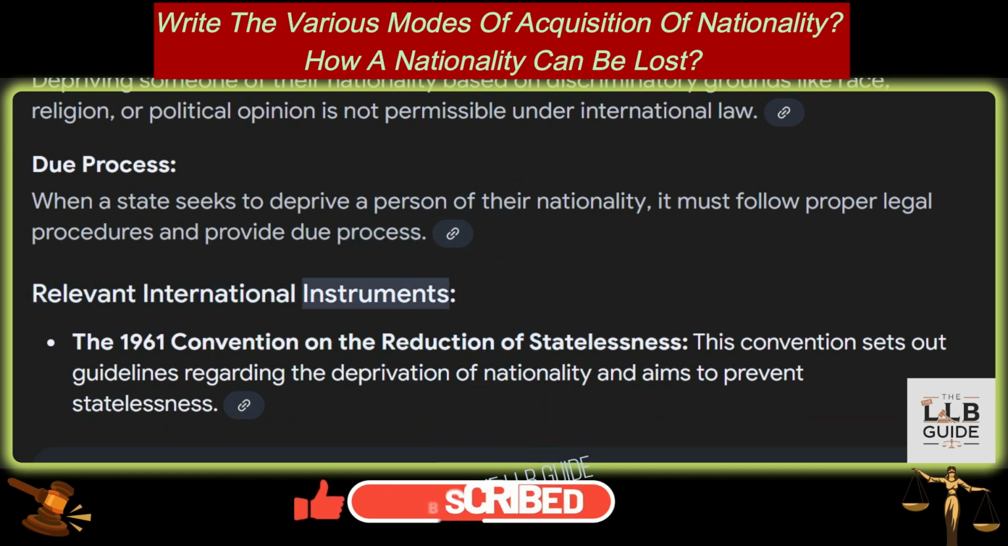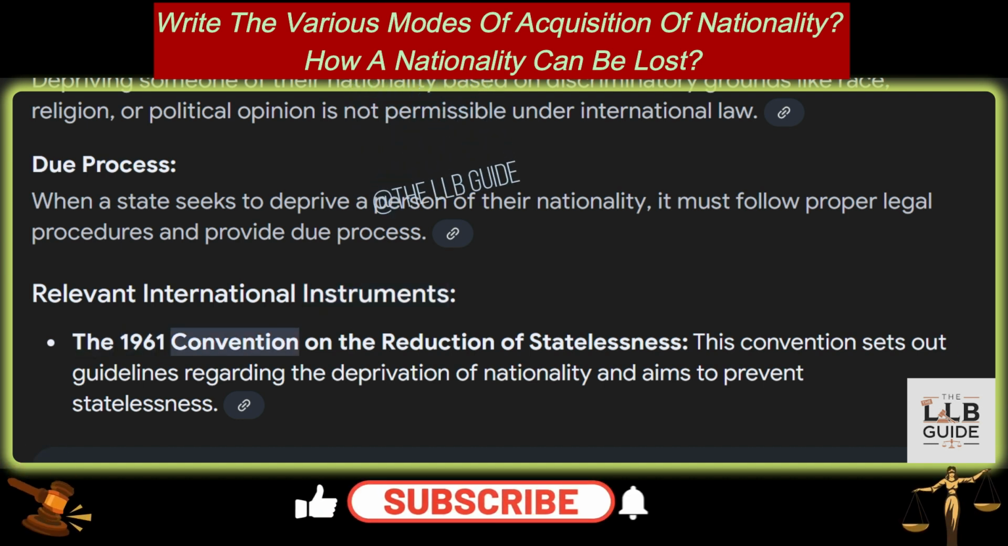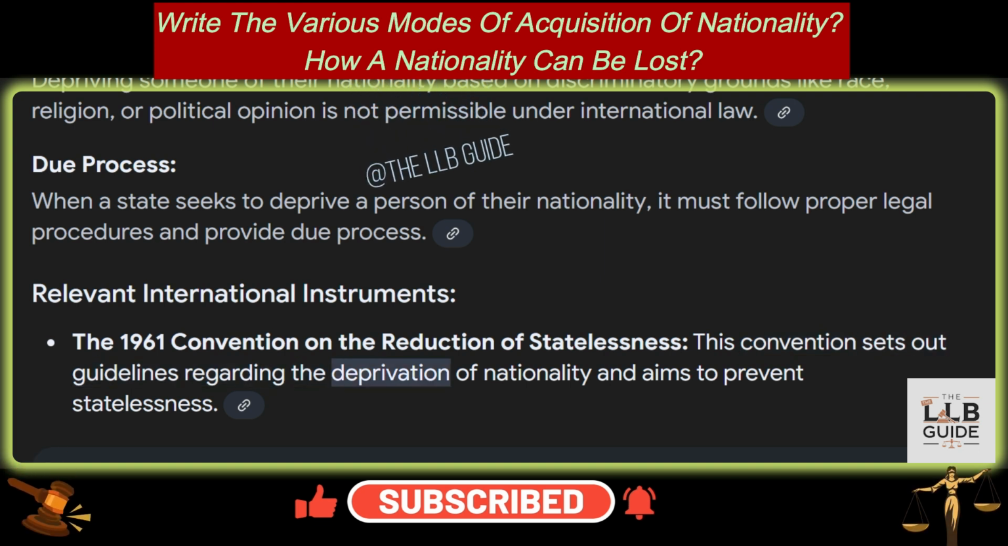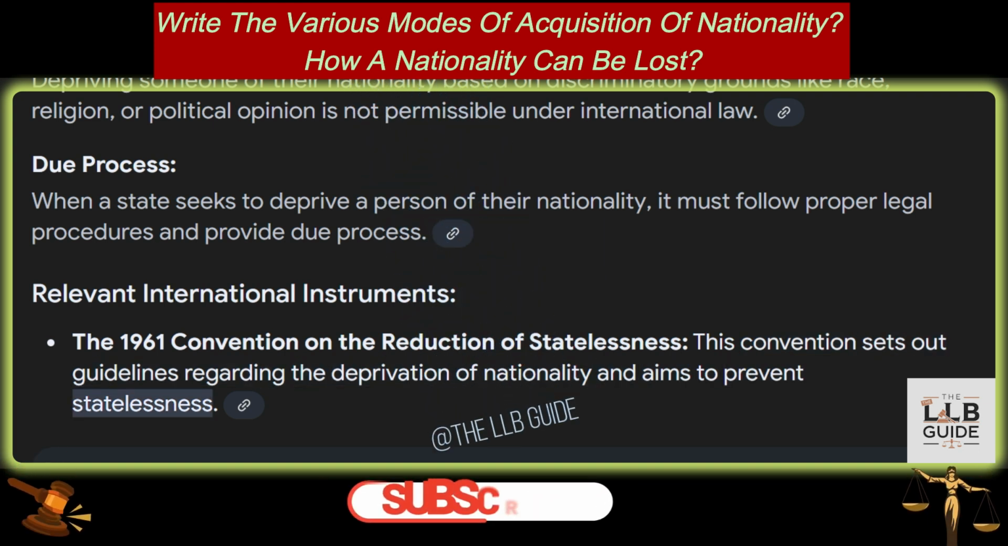Relevant international instruments. The 1961 Convention on the Reduction of Statelessness. This convention sets out guidelines regarding the deprivation of nationality and aims to prevent statelessness.